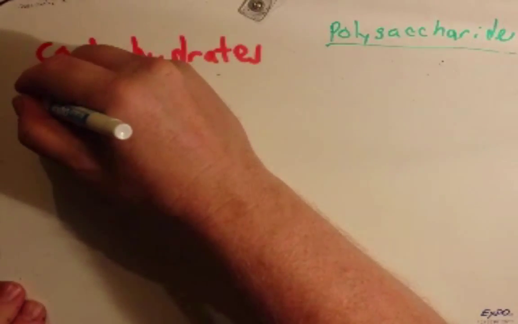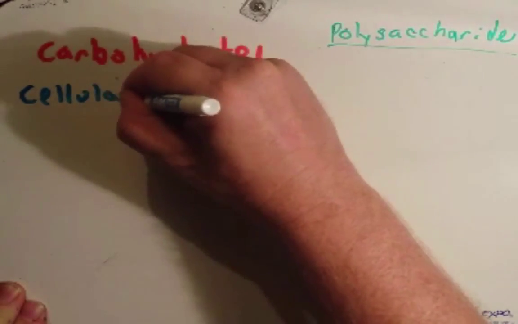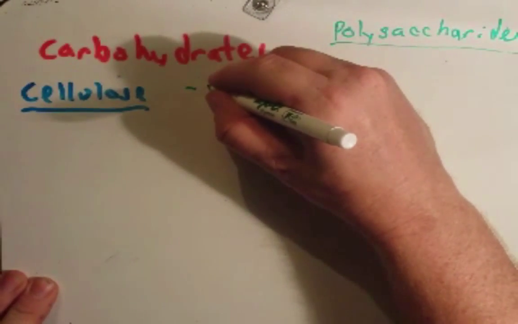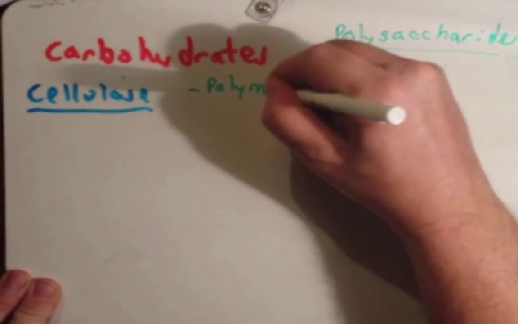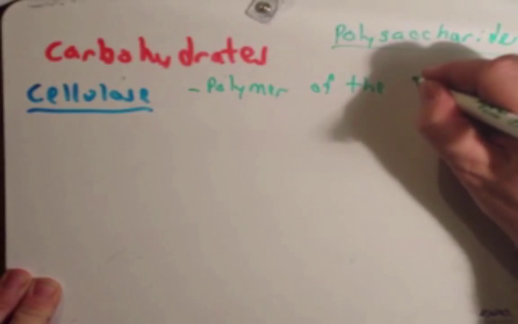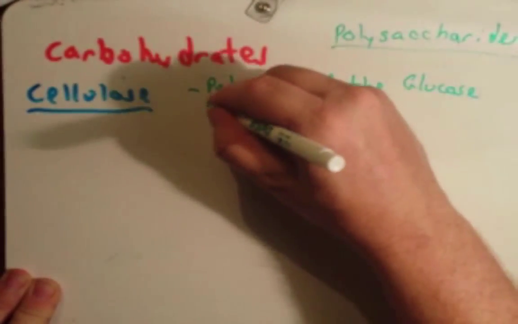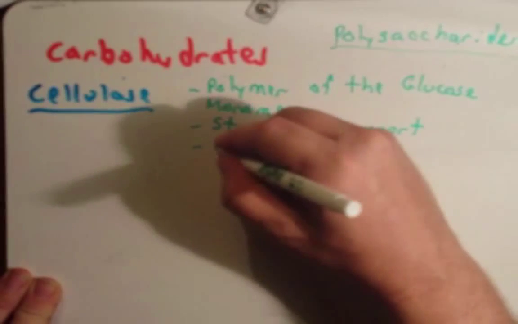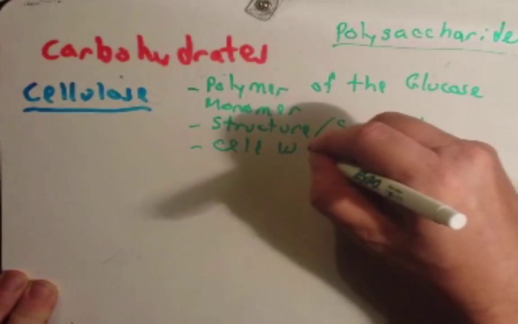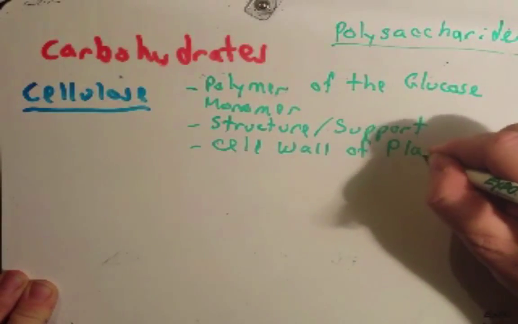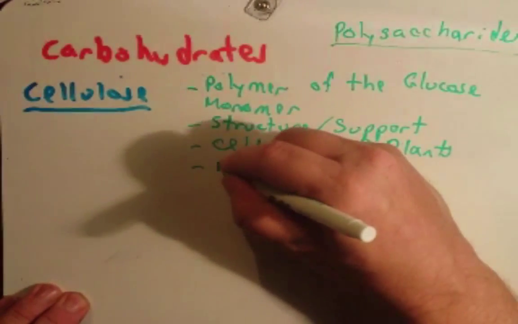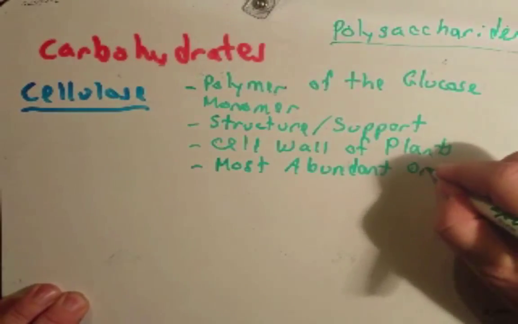The first is cellulose. Like starches and glycogen, cellulose is also made up of, so it is a polymer of the glucose monomer. It provides structure and support, and it's found in the cell wall of plants. Because of the importance and the sheer numbers of plants found throughout the earth, cellulose turns out to be the most abundant organic material on Earth.